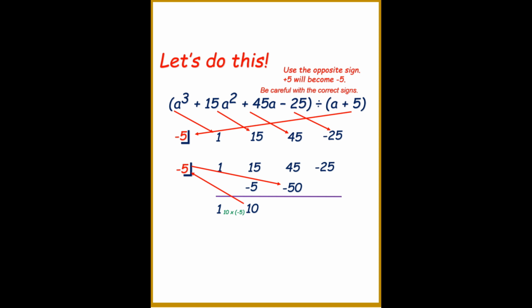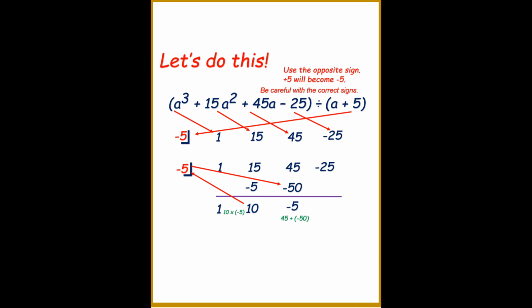Just like what we did in the second one, we're going to add 45 plus negative 50. Again, when adding, just subtract and copy the sign of the larger number. In this case, it's negative 50, so the answer should be negative, and 50 minus 45 is 5. So our answer is negative 5, just like that.